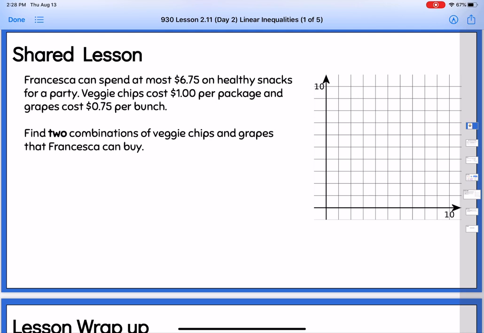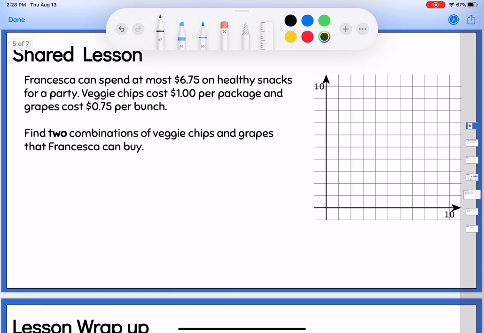All right. Now, the first thing we need to do is decide which one is going to go on the x-axis and which one is going to go on the y-axis, and just define my variables here, right? Whenever I have a word problem, the biggest thing to do is define my variables. So, you could do anything you want. Since veggie chips come up first, maybe we'll call veggie chips x. So x equals the number of veggie chips.